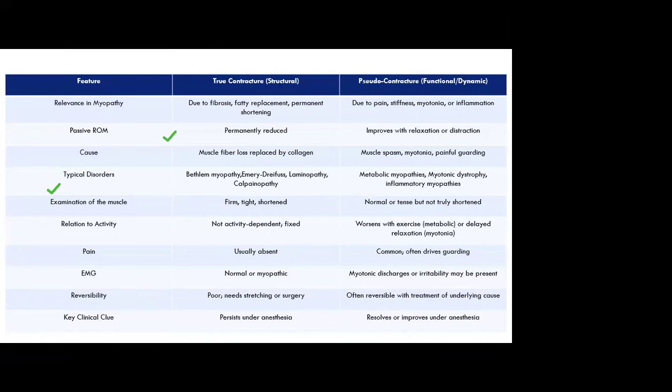EMG may be normal or show myopathic changes, whereas pseudocontractures will have myotonic discharges or irritability. Reversibility is usually poor and requires surgery, whereas pseudocontractures are often reversible with treatment of the underlying cause. And a key clinical clue: it persists under anesthesia in true contractures, whereas it improves or resolves in pseudocontractures.